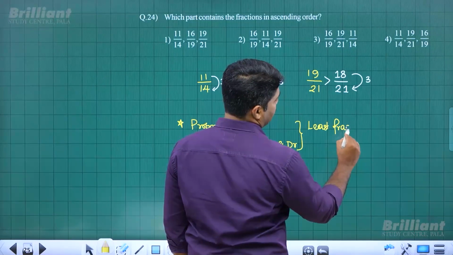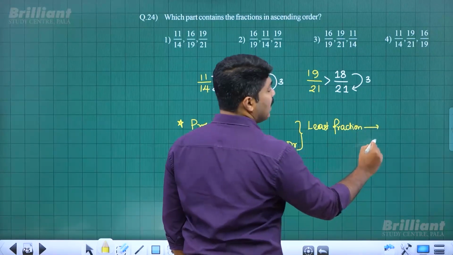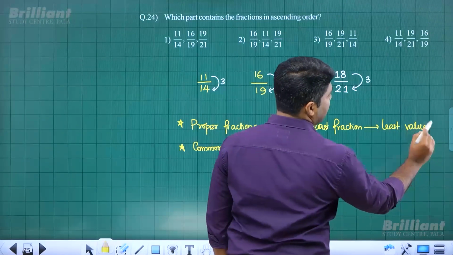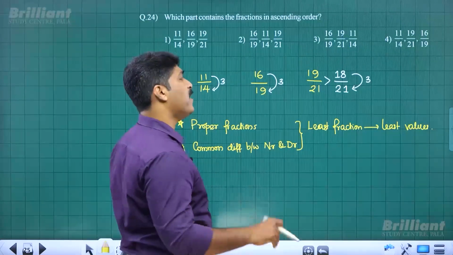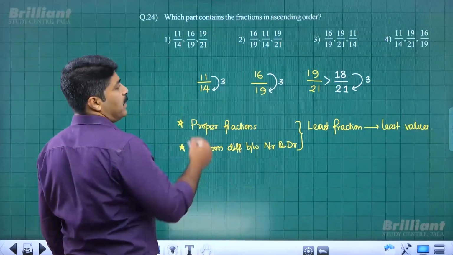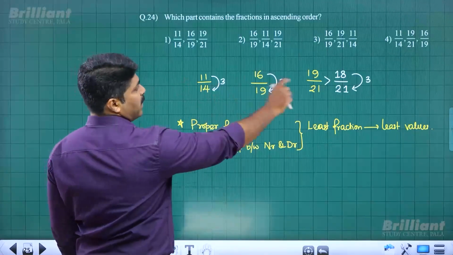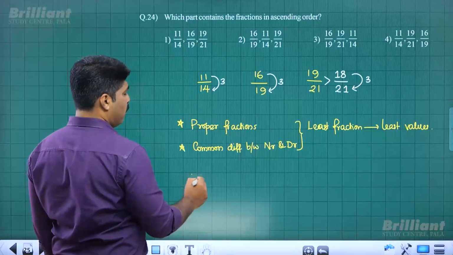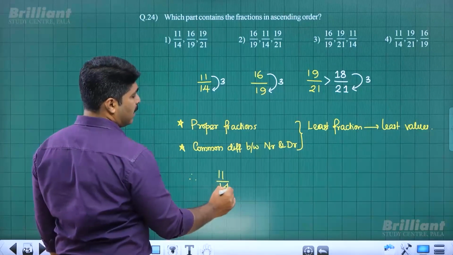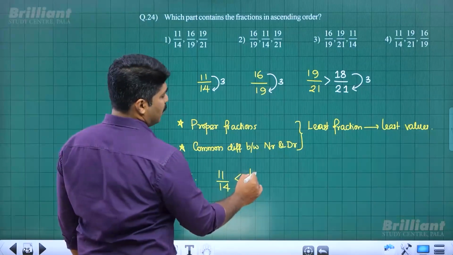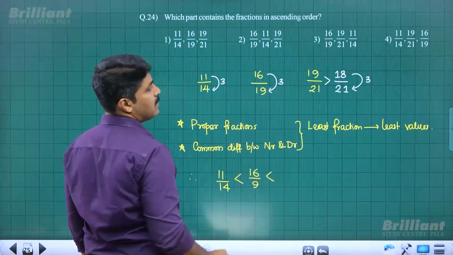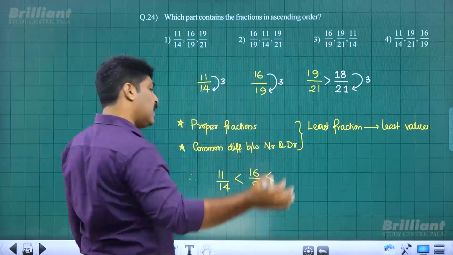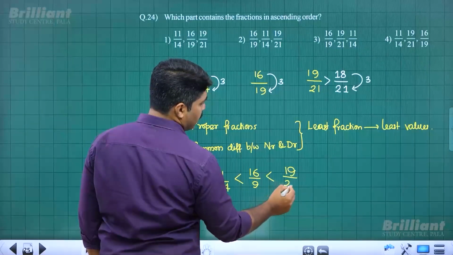Least fraction contains least values. Similarly, the largest fraction contains the largest values as usual. Here, while we are considering these fractions, the differences are the same. Therefore, the least value is in the first one. So we can conclude 11 by 14 is less than 16 by 9, which is again less than 18 by 21. Instead of 18 by 21, this 19 by 21 is greater than 18 by 21. Therefore, no doubt, this is 19 by 21.